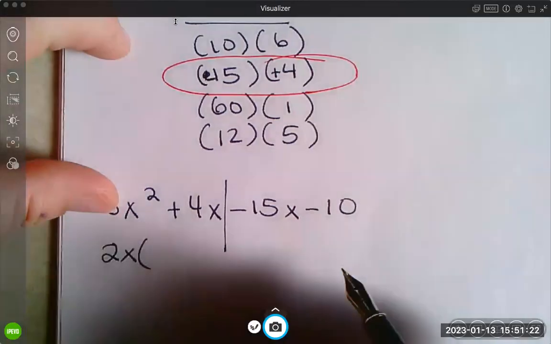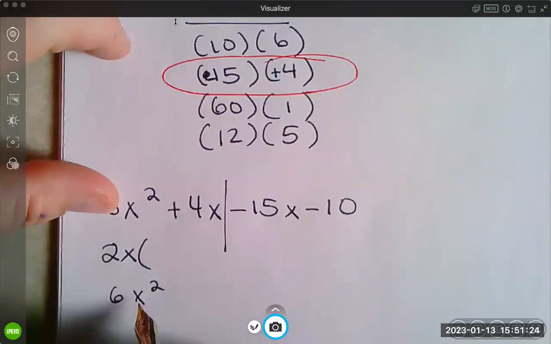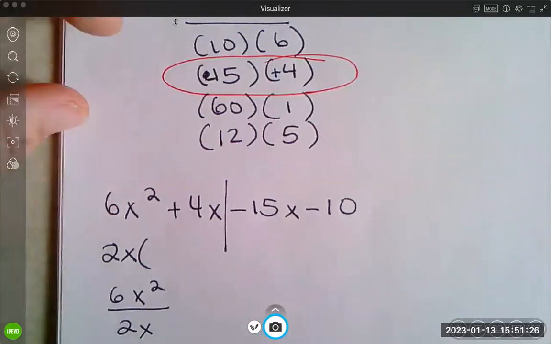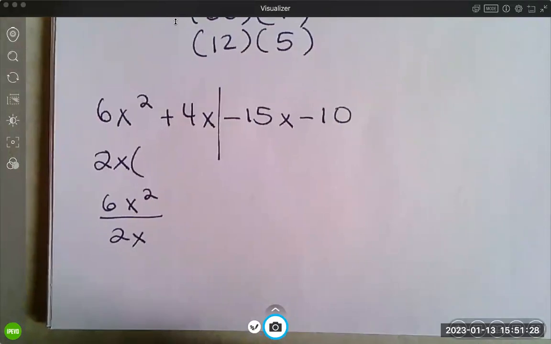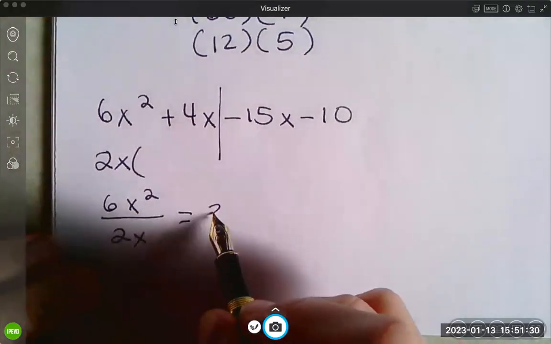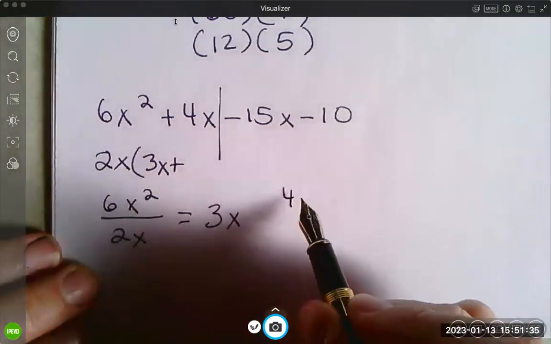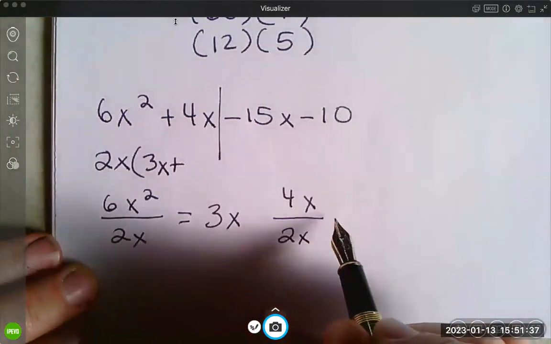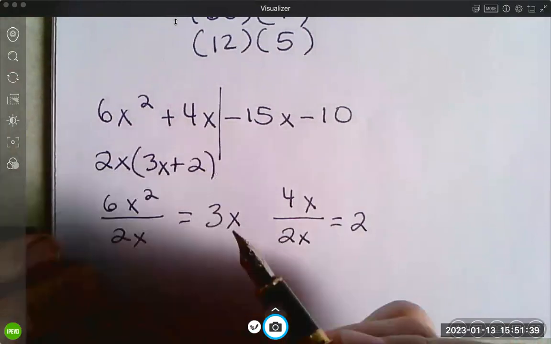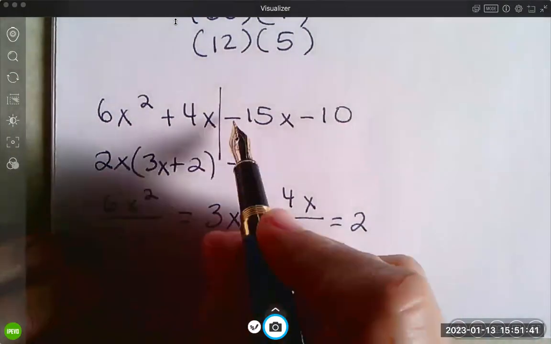Six x squared divided by 2x is 3x. And 4x divided by 2x is simply 2. Okay, and you just copy that minus down.